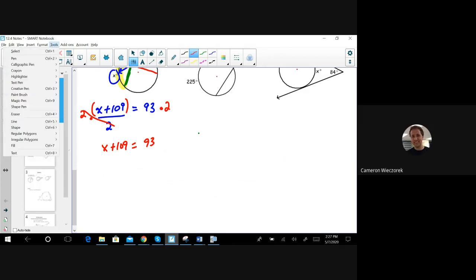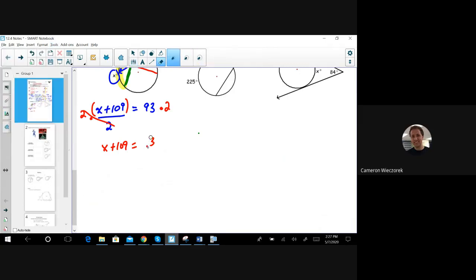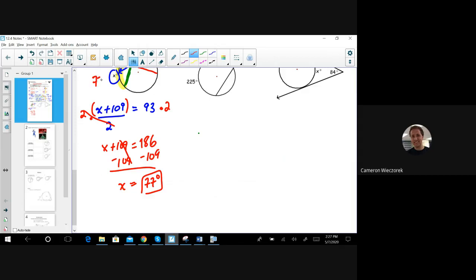Let me fix that. Whatever you do to one side, you've got to do to the other. So this would be 186. And then if I subtract 109 from both sides, that missing arc measure ends up being 77. Okay. So sometimes the angle might be missing, sometimes the arc might be missing. Regardless, you're just going to use that formula and plug in the information they give you. There will be one unknown.